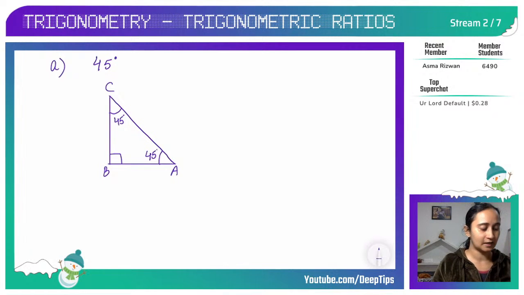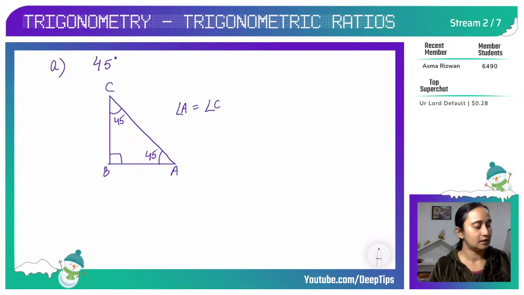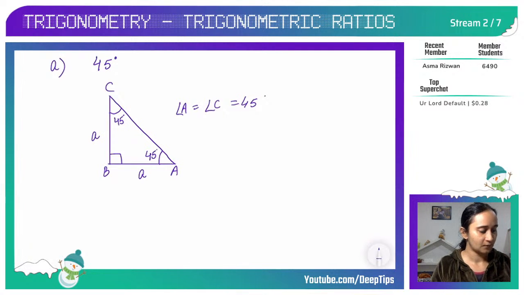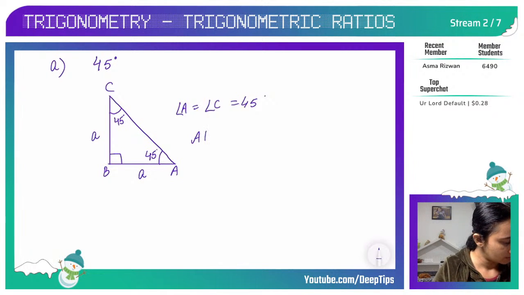Here you will see that I will get the same answers, because both angle A and C are equal, right? They are equal to 45 degrees. So when you know this is an isosceles triangle, let's take AB and BC as a. We know that in an isosceles triangle, sides opposite to equal angles are equal. So that's why AB is equal to BC is equal to a. Correct? So let's write here that AB is equal to BC, which is equal to a.